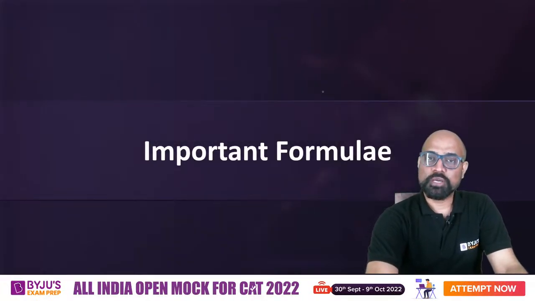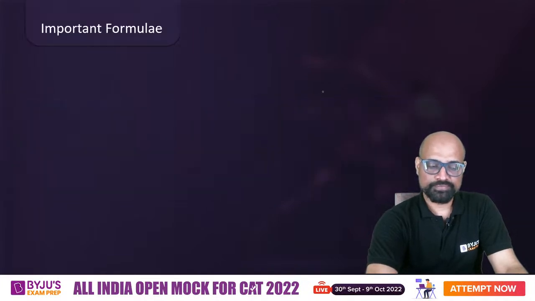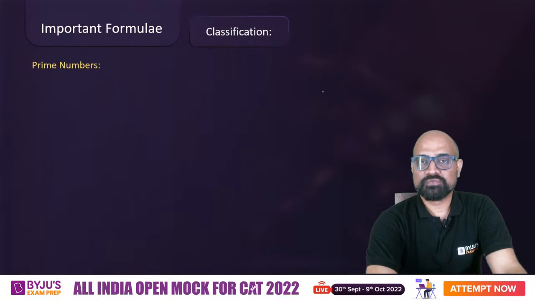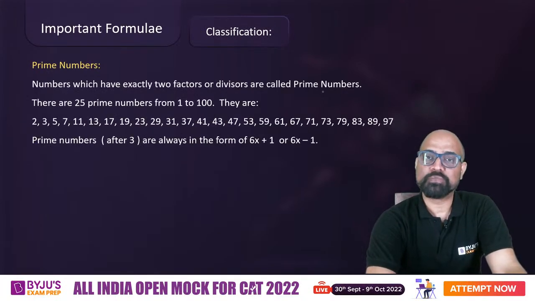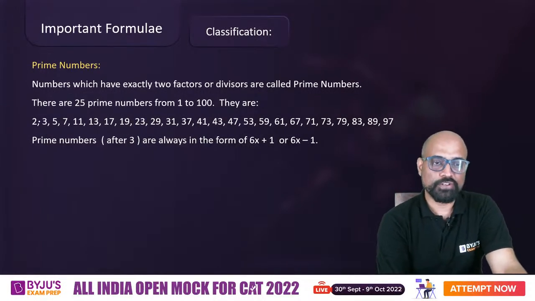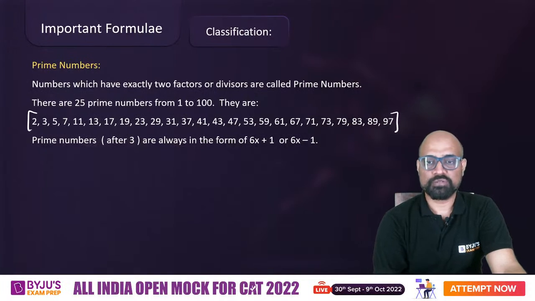So let's go through the important formulas, a quick revision. The first one is classification of numbers. Apart from natural numbers, whole numbers and integers, you have prime numbers. Prime numbers are the natural numbers that have exactly two factors, right? And there are 25 prime numbers from 1 to 100. You should remember these prime numbers.